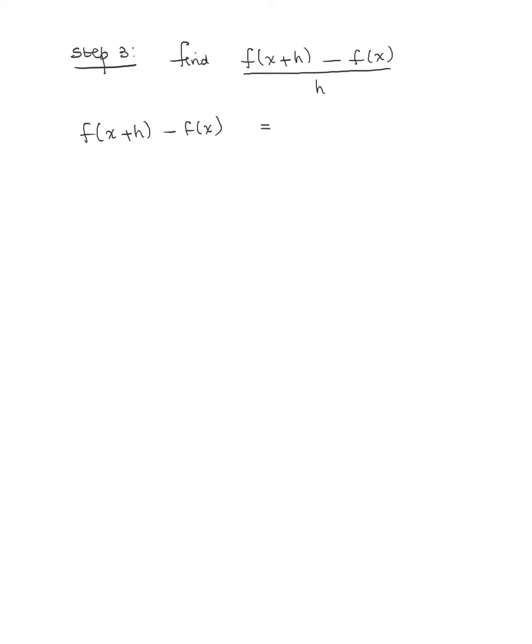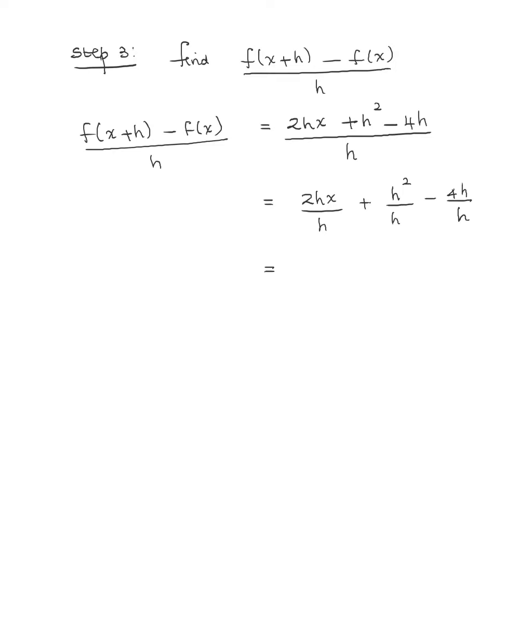Next, we are going to find the difference quotient. So step 3, find f of x plus h minus f of x all over h. From the previous step, f of x plus h minus f of x is 2hx plus h squared minus 4h, and everything divided by h. We are going to simplify this by dividing each term in the numerator by h in the denominator. So we get 2x plus h minus 4. So this is our final answer.